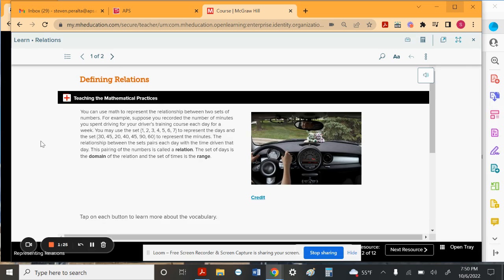Moving on to the next resource, we can see that we have a set of values that represents the days. We are looking at the relationship between the number of minutes we spend driving on a driver's training course. Of course, there are 7 days in a week, so that would be our x values, and our y values would be we drive the first day 30 minutes, then 45, then 20, then 45, etc., to represent the minutes. And all we're doing is looking at these particular values as being our relation.